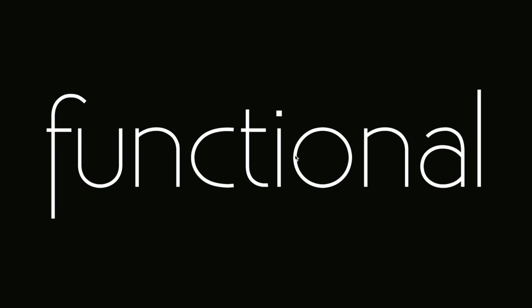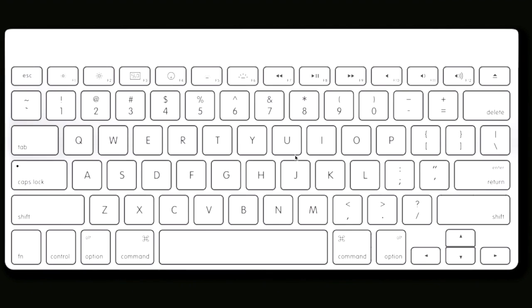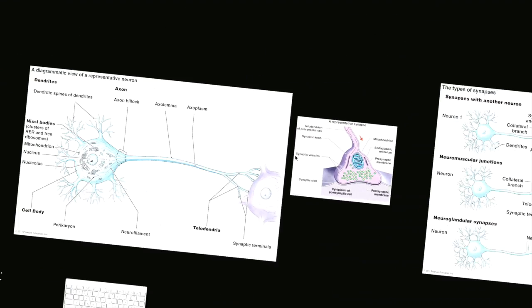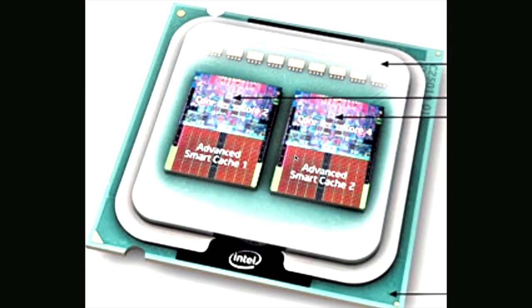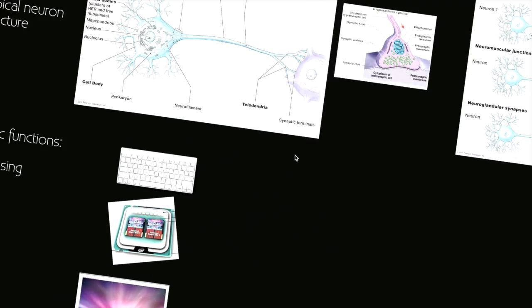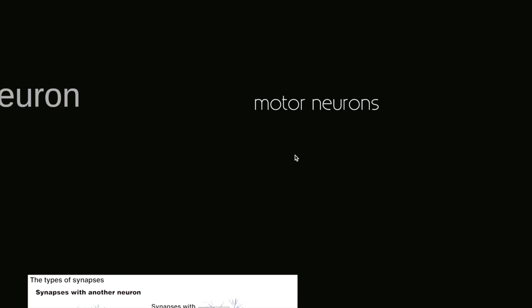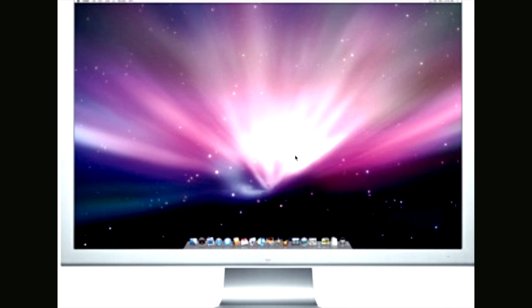And then functionally we can classify neurons as sensory neurons if they're bringing input to the central nervous system. We can classify them as interneurons if they're doing the processing. And we can classify them as motor neurons if they're doing the output, taking information away from the central nervous system.